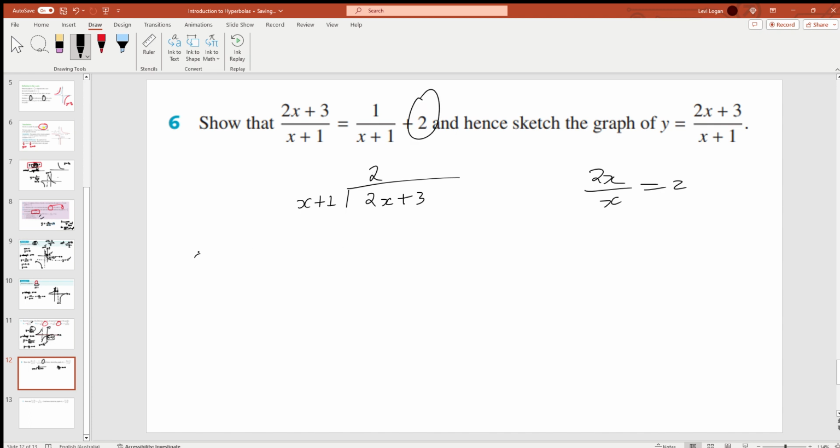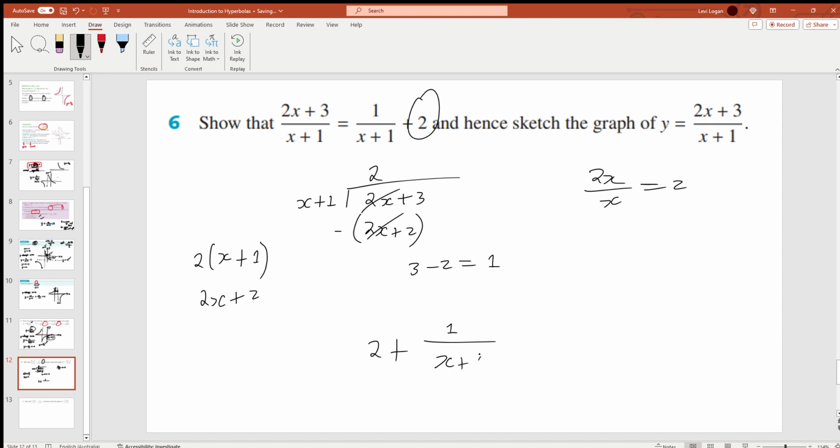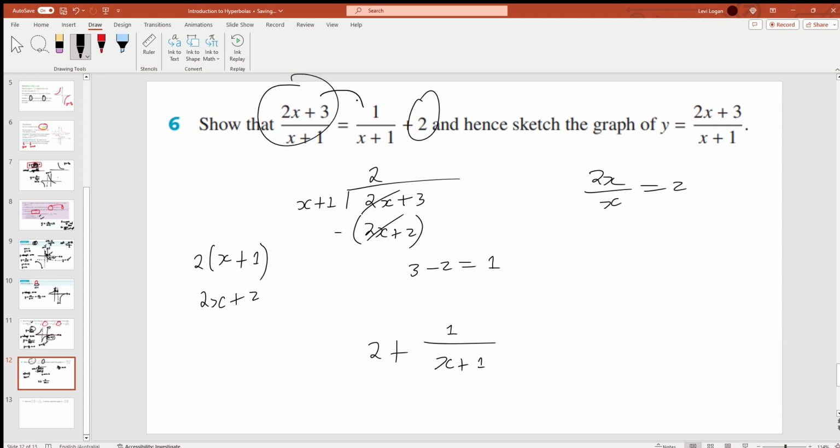Then you take this number and multiply it by this thing here. So you get 2x plus 2. So what you're going to get is minus 2x plus 2. That cancels with that. So you're going to get 3 minus 2, which is 1. So in other words, we can see we're not going to get a remainder here. So we can actually rewrite this. All right, 2x plus 3 divided by this is going to be 2 plus 1 divided by this still, which pretty much shows, all right, this is equivalent to that.